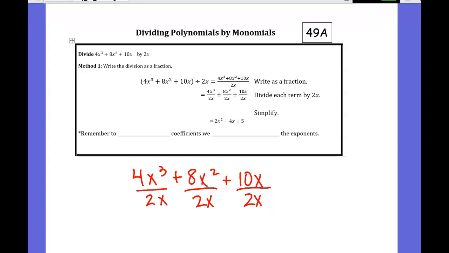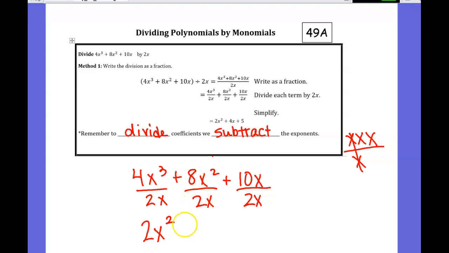So 4x cubed divided by 2x. We're dividing, so we take the coefficients and divide the coefficients. But when we have like variables, the rule is we subtract the exponents. Our rule for division with properties of exponents is that we subtract. So for the first term, 4 divided by 2 becomes 2, and x cubed divided by x becomes x squared. Remember, if you had x cubed, you'd have 3 x's, and dividing by 1 leaves 2. The rule was we subtract the exponents.